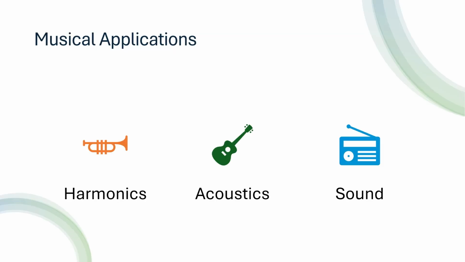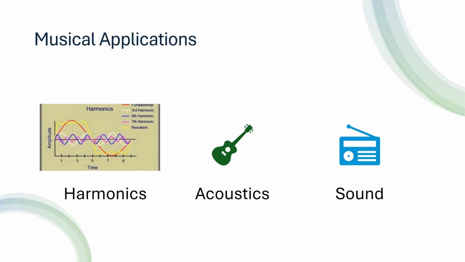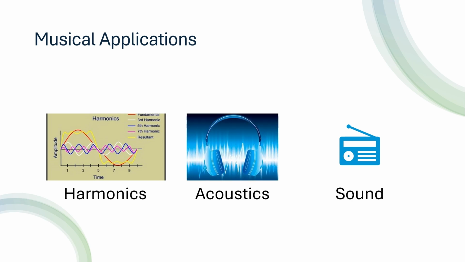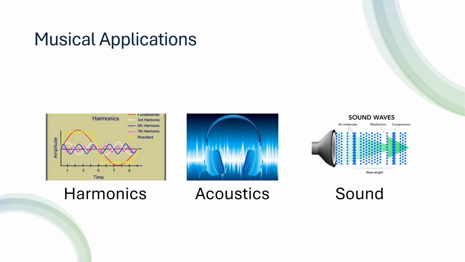So, now on to musical applications, because calculus doesn't just apply to STEM fields. For harmonics, calculus is going to be used to make adjustments based on friction and air resistance, allowing the best sound output. And for acoustics, we're going to compute resonance and forced oscillation. And we're also going to use sound waves in both of these applications.